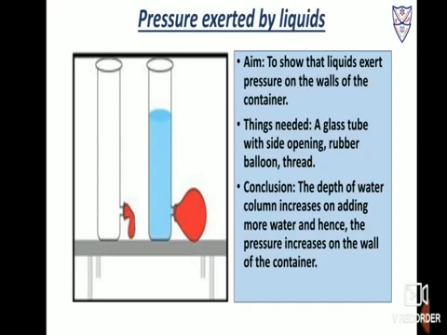Here it bulges out sideways. Pour more water into the glass tube. The rubber balloon bulges more. So what have we concluded? That liquid exerts pressure on the wall of the container. So the sideways pressure exerted by a liquid on the wall of the container is called its lateral pressure.